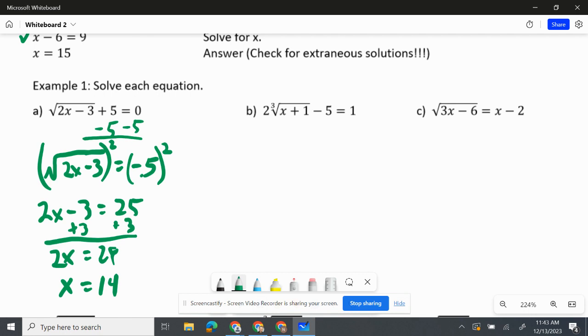Now, with each one of these, we have to check for extraneous solutions because not all the answers work. So we're just going to use a little bit of mental math. We're taking the 14 and plugging it in. 2 times 14 is 28, minus 3 is 25. The square root of 25 is 5. 5 plus 5 is 10, not 0. So that means it doesn't work, and our answer is no solution.